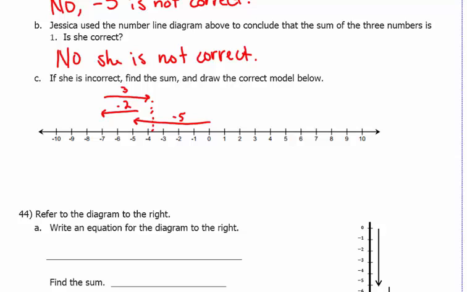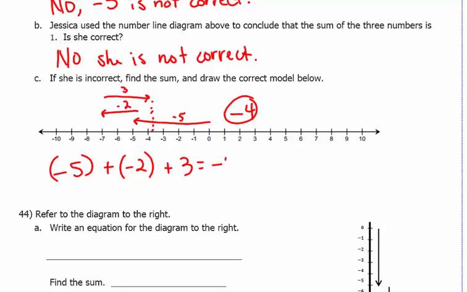So I could use the number line to show, or I could have done negative 5 plus negative 2. Those together, that's negative 7, plus 3 is negative 4.